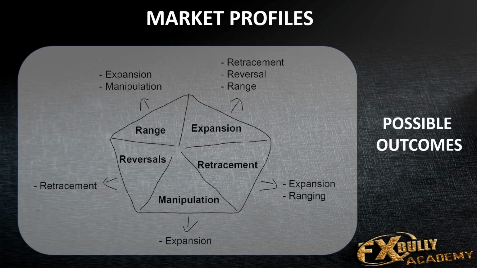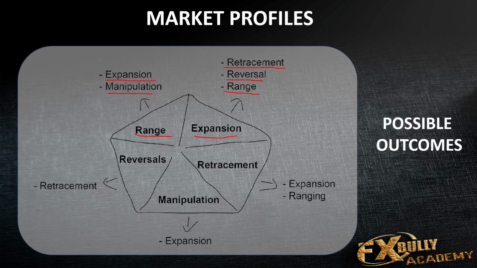When we are having a ranging profile, the possible outcomes will be a manipulation after the market is ranging, or it can just range and then come out to an expansion. And then when we are in an expansion profile, these are the possible outcomes that you can have. You will have a ranging profile. After the market has just expanded, it can decide to go into a ranging profile, or it can go into a reversal profile, or it can retrace because the market wants to continue with another expansion. So these are the possible outcomes after an expansion has occurred.